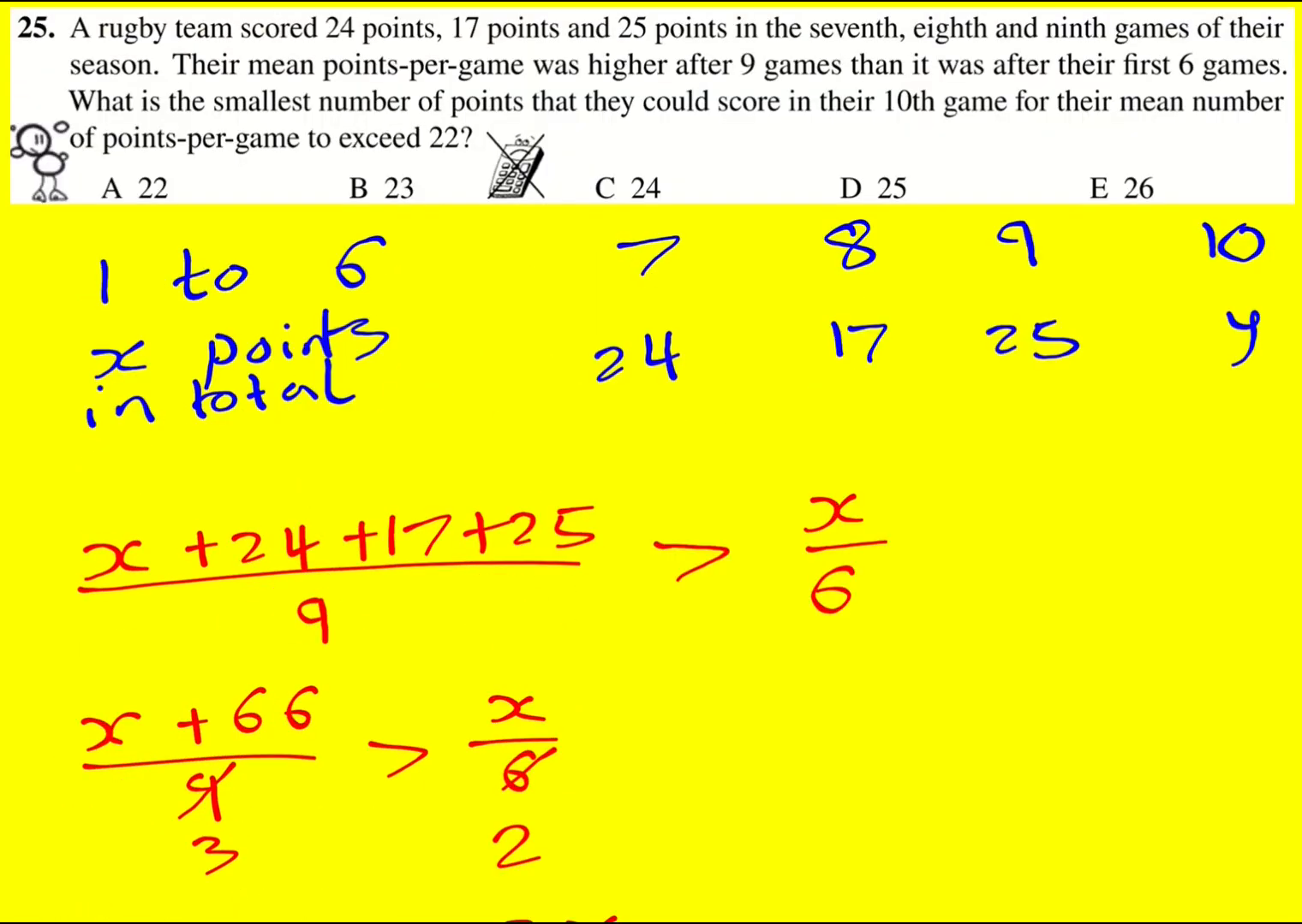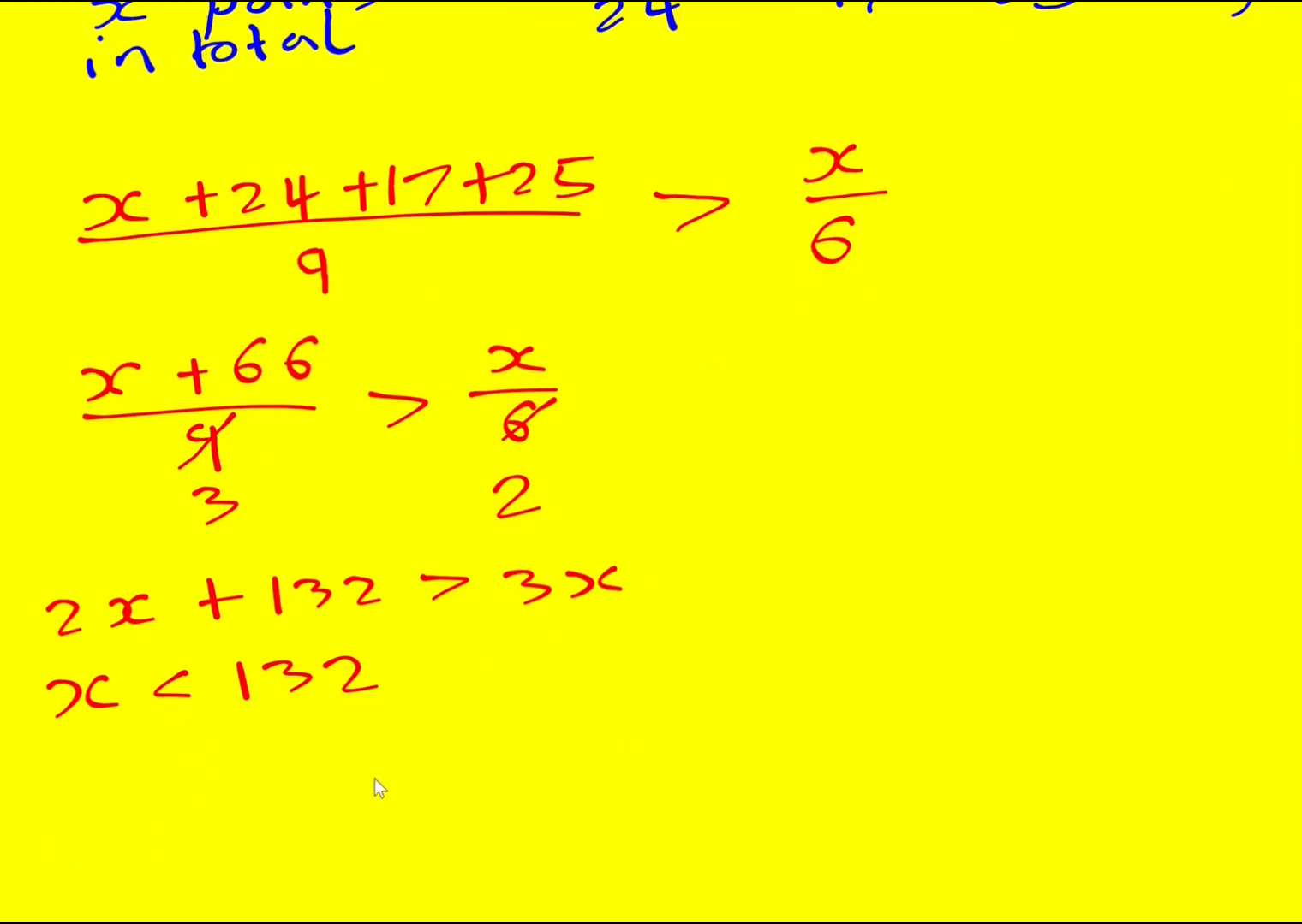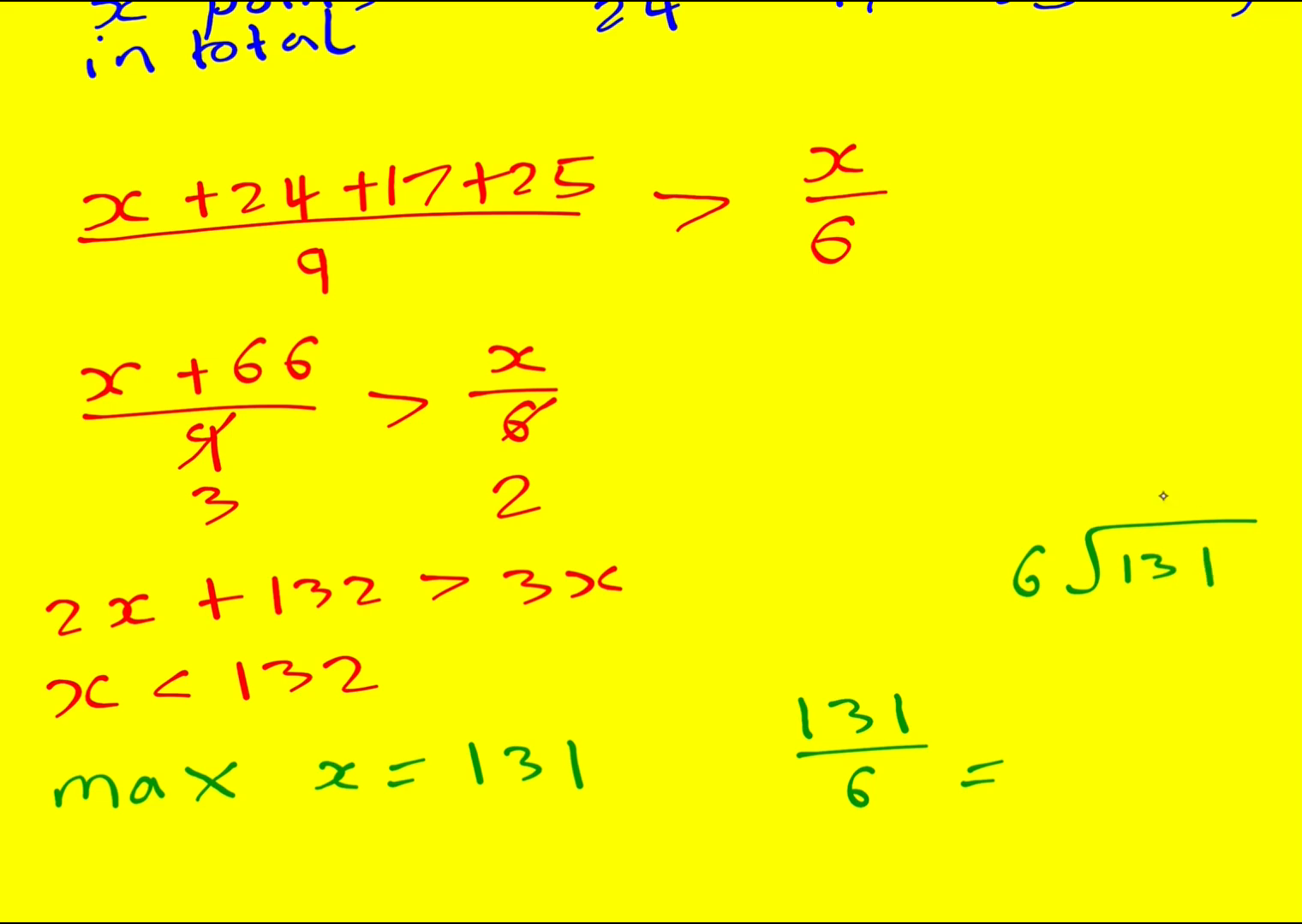Okay, brilliant. Now, to make the mean as big as possible, ready to exceed 22 in the 10th game, we want to make x as big as possible. So the maximum x is then going to be 131. And just out of interest, what does this leave us? It leaves us 131 over 6 after 6 games, which is going to be 21 remainder 5, so 21 and 5 over 6.